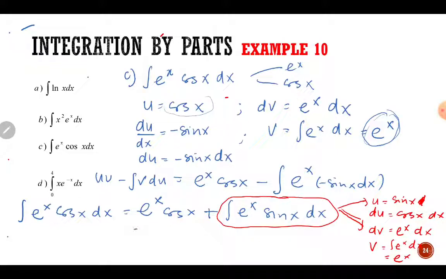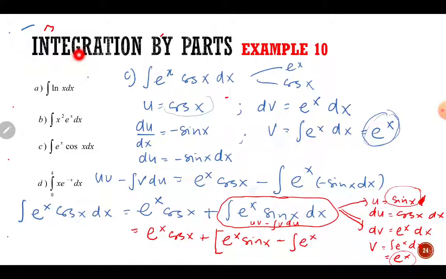So, daripada sini kan, kita dapat integration of e to power of x cos x tambah dengan integration of e to power of x sin x dx is equals to uv minus with integration of v du, betul? So, u darab dengan v, sin x darab dengan e to power of x. So, you have e to power of x sin x minus with integration of v, our v is e to power of x, du kita adalah cos x dx.